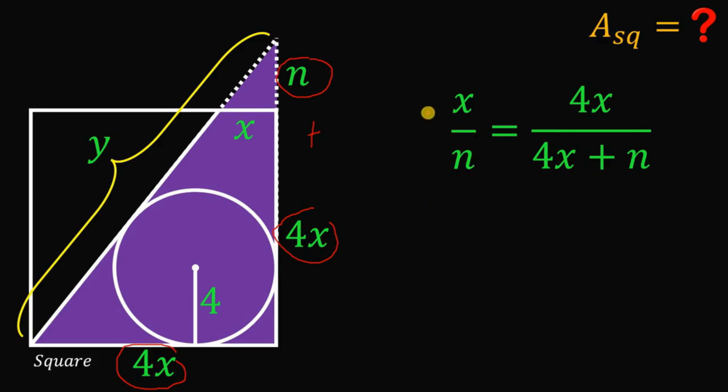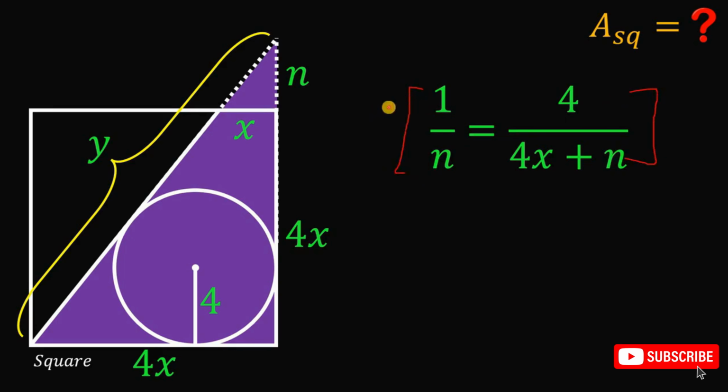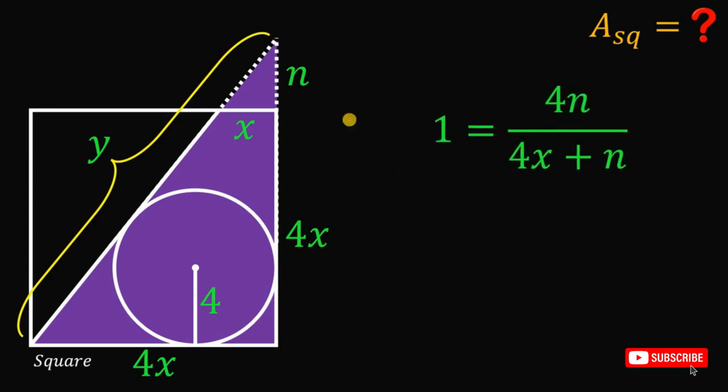Alright, now let's simplify this. First, let's divide both sides by x, and if we do that, we cancel out x on this numerator and on this 4x. So this simplifies to 1 over n equals 4 over 4x plus n. Next, let's multiply both sides by n. If we do that, we get 1 equals 4n over 4x plus n.